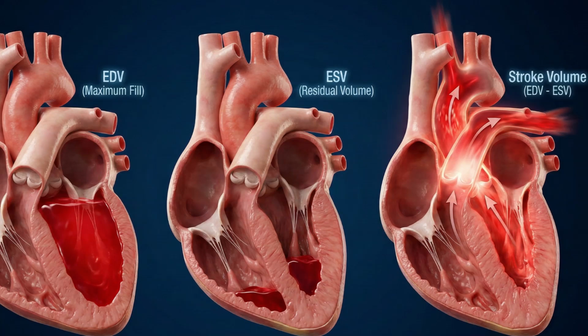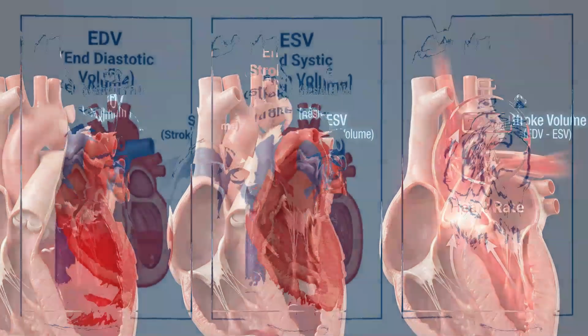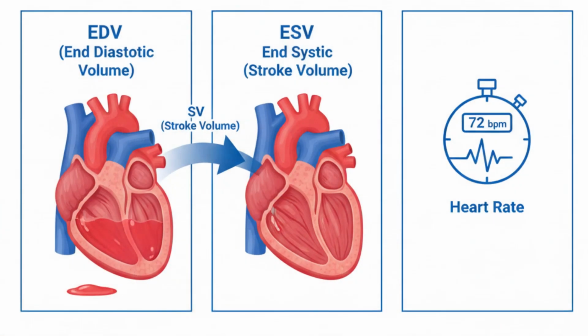So the stroke volume is just what you started with minus what was left. And we measure the efficiency of that pump with the ejection fraction. A healthy heart pushes out about 65% of the blood it receives with each beat. All right, now we've got the pieces. We have the volume per beat, and we have the rate of the beats. So let's put them together and build the simple core equation that really governs our entire circulatory system.